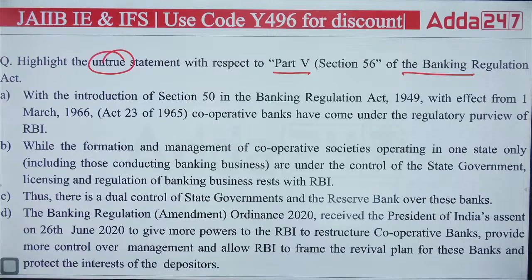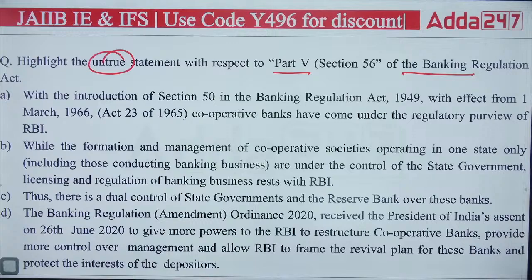First is saying, with the introduction of section 56 in the Banking Regulation Act 1949 with effect from 1st March 1966, cooperative banks have come under the regulatory purview of RBI. Second is saying, while the formation and management of cooperative societies operating in one state only are under the control of state government, licensing and regulation of banking rests with the RBI. Third is saying there is a dual control of state government and Reserve Bank of India on those banks which are in the states of the country.